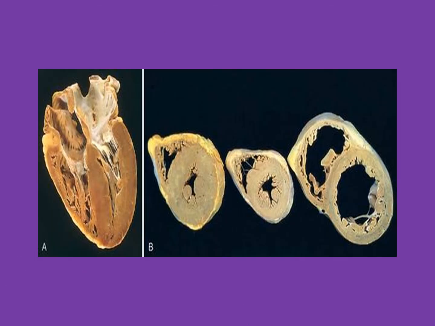So this is again a composite photo of the heart. This is a four-chamber view here of a normal heart, and then you can see here a hypertrophic heart, a normal heart, and a dilated heart.